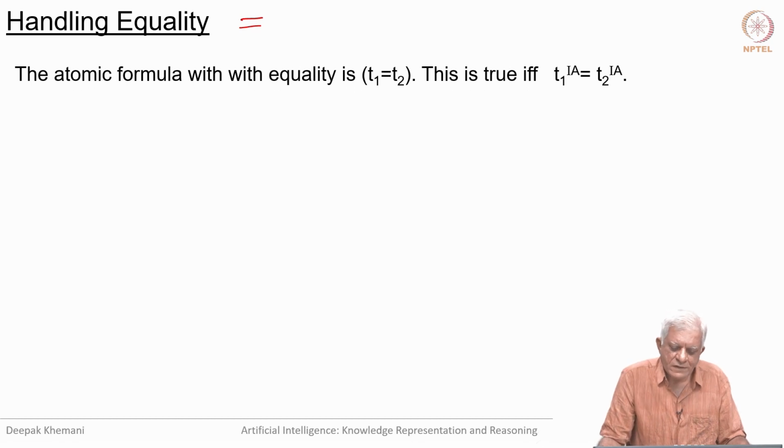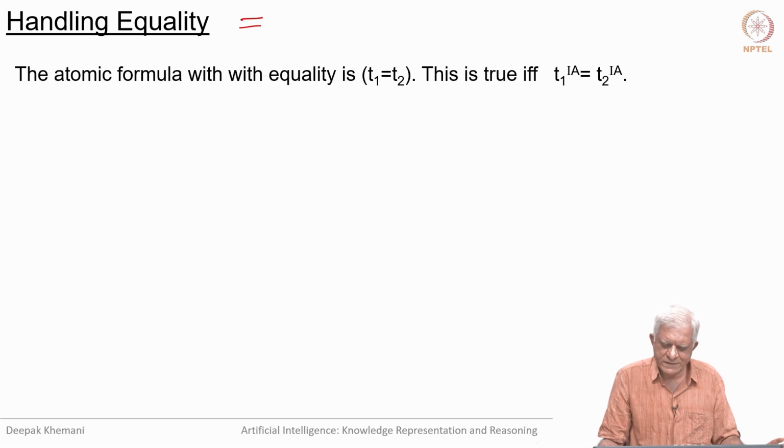So, to recall, the atomic formula that we construct using equality is T 1 equal to T 2, and the interpretation of that is that if the image of T 1 under the interpretation and the mapping function is equal to the image of T 2, then we can say that the formula is true essentially.